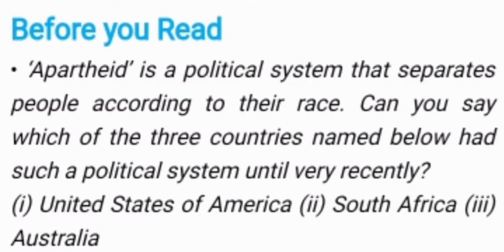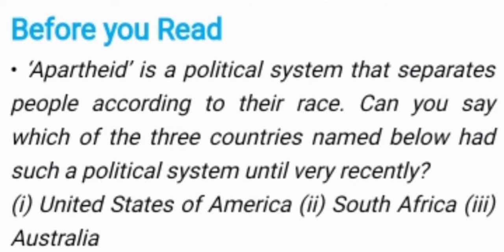First of all, we will see before you read. Here the word apartheid is written. First of all, we have to understand this word because this word is used many times in this lesson. Apartheid is a political system that separates people according to their race. It means here they separate the people according to their caste or color.